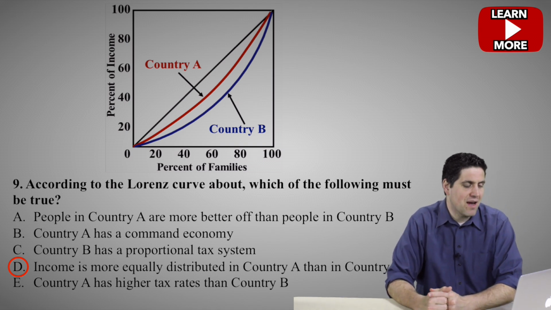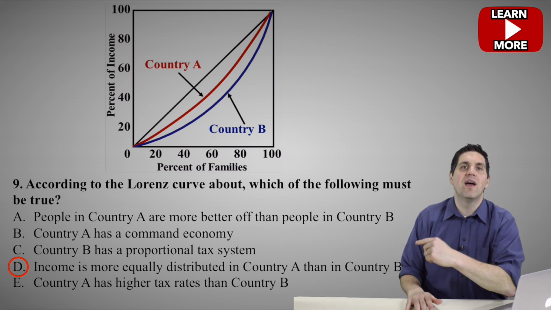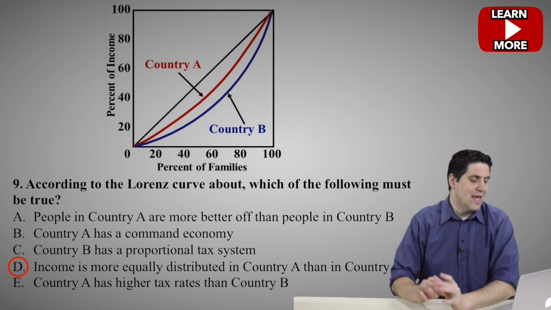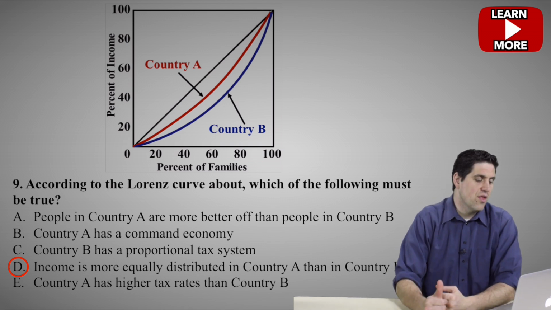B, country A has a command economy. Again, we don't know if that's true. Country B has a proportional tax system. Again, you have no more information. All you have is the Lorenz curve that talks about how income is distributed. E, country A has higher tax rates than country B. Again, you don't know that to be true. The right answer is D.